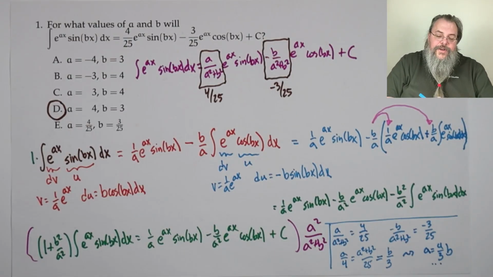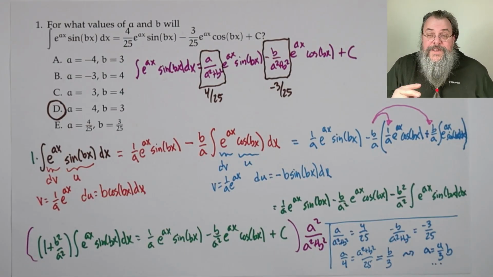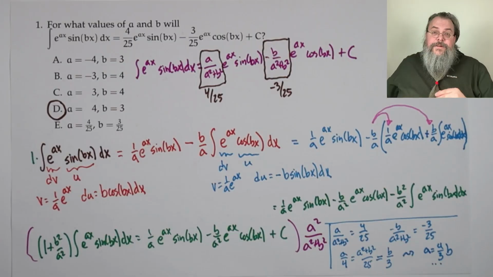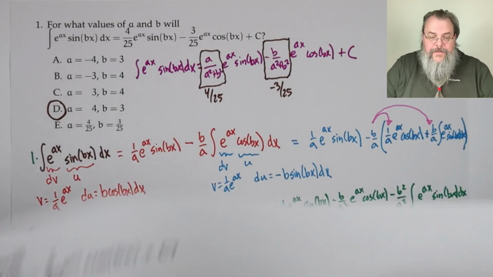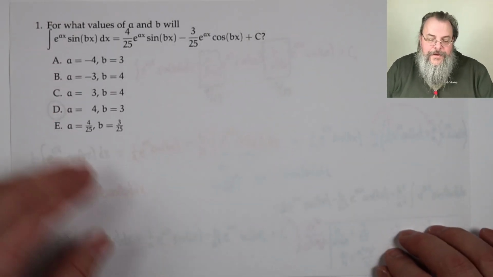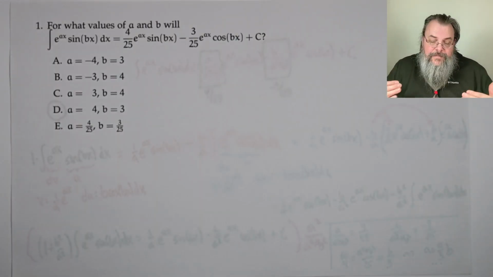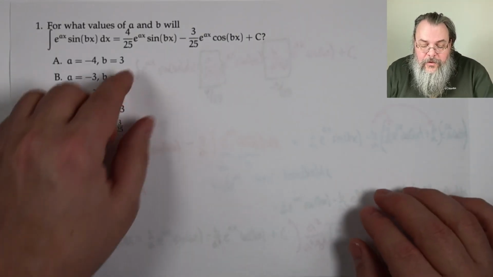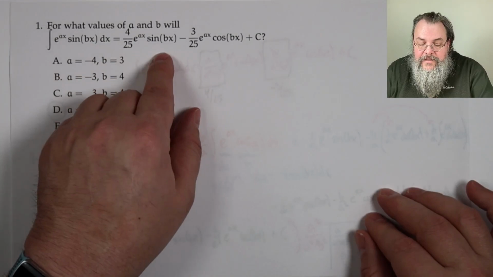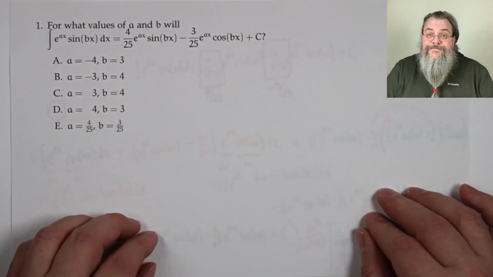All right, good, good. Now, I said there were 2 ways to do this problem. This is just one of them. So let me grab another copy. Let's see if we get to the same answer. Okay, so here's another copy of the problem. For what values of a and b will the integral of e to the ax sine of bx dx be equal to 4 over 25 e to the ax sine bx minus 3 over 25 e to the ax cosine bx plus c?